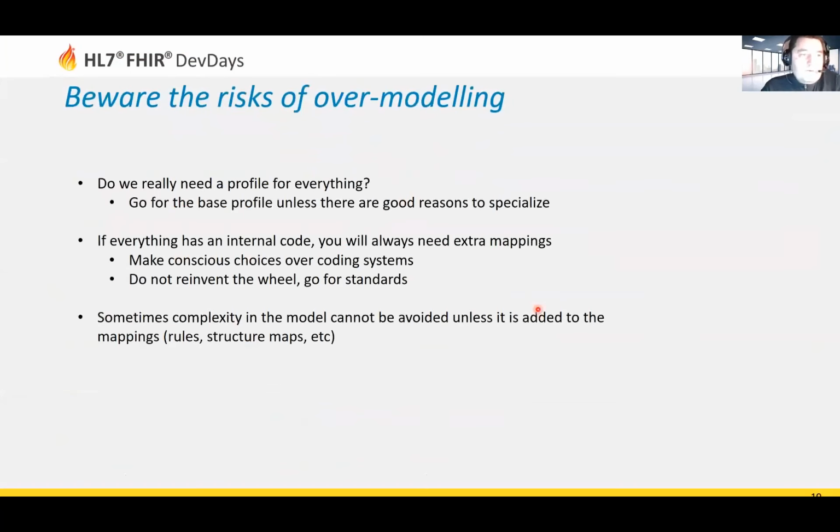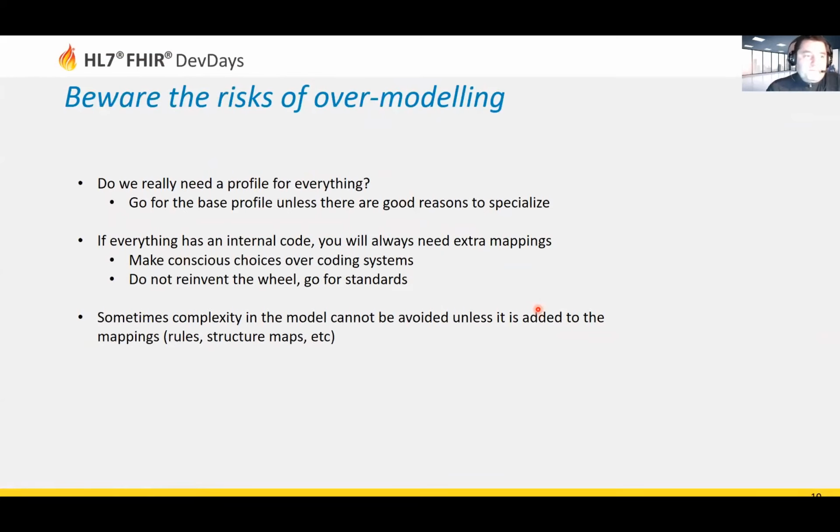One thing I really want to mention as a lesson learned is the risk of over-modeling. We started, of course, by creating a profile for everything and defining internal codes. Pretty soon we realized that the base FHIR profiles are most of the time good enough. All we need is to restrict codes, and then we are good to go. This doesn't mean that you should not profile. There are places where the base resources are too generic. But even there, the question is, how deep do you want to go into profiling?